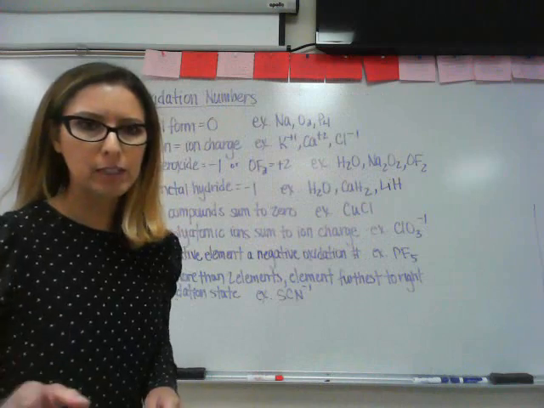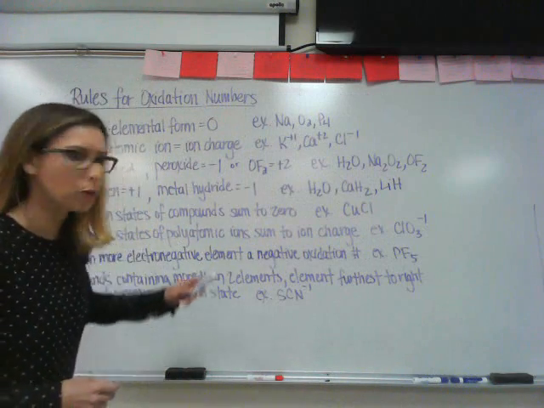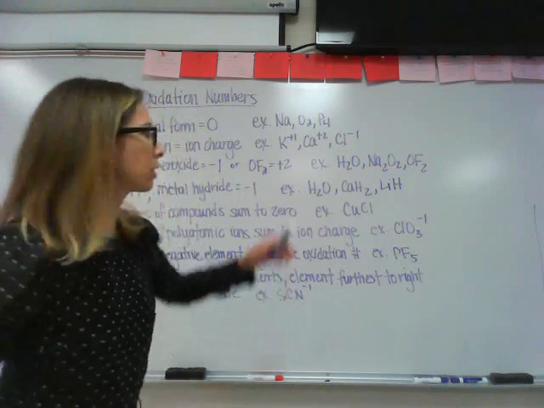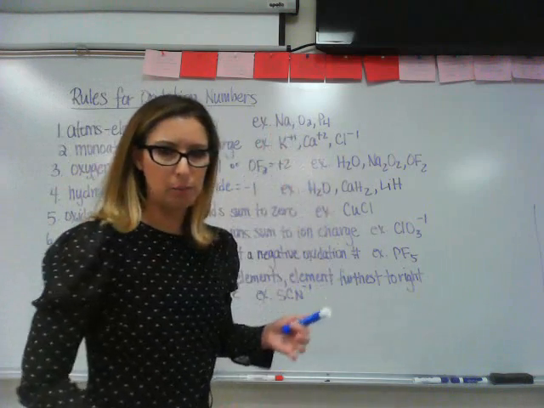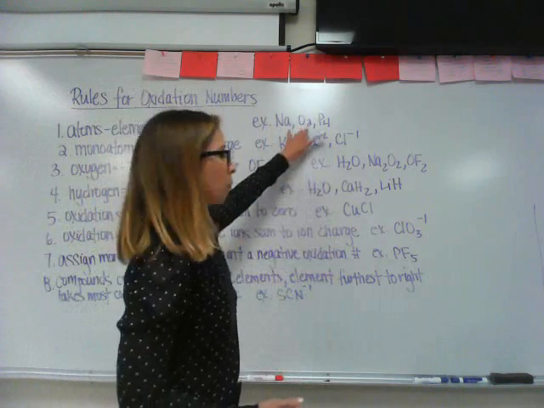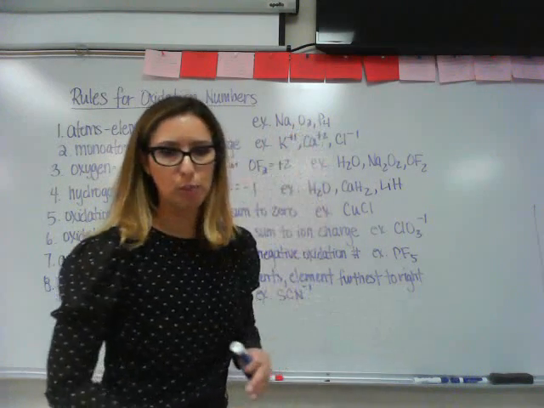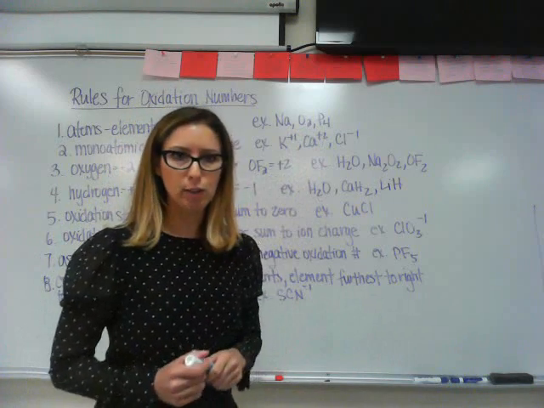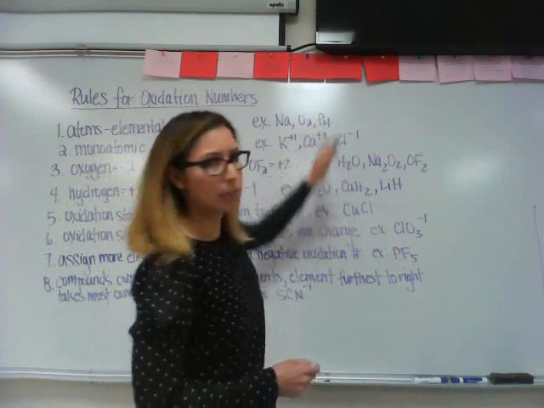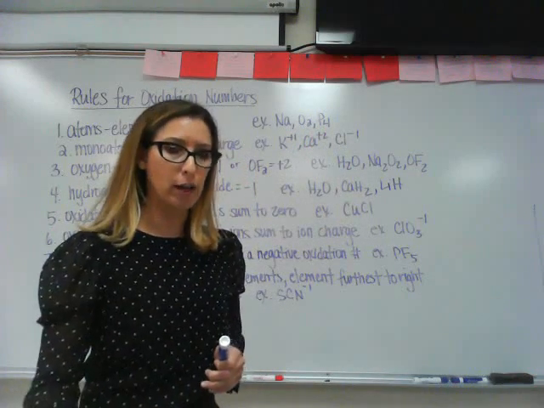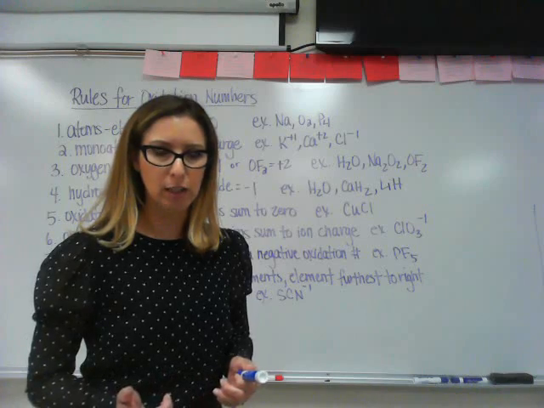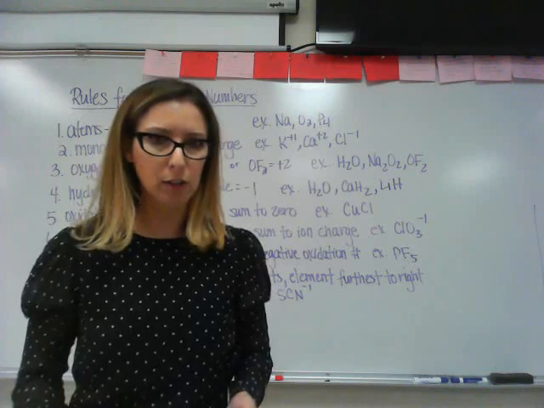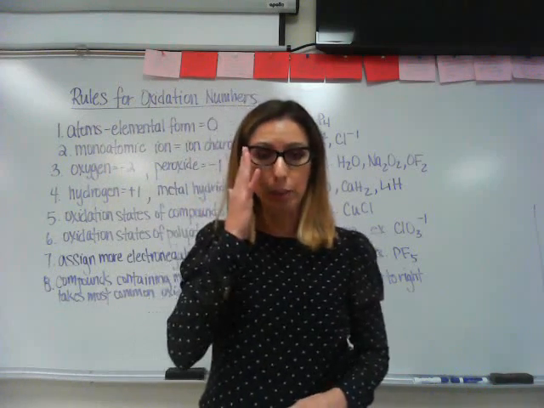Rule number 1, anytime you have an atom in its elemental form, it's going to have an oxidation number of 0. And I've given you a few examples. Pure sodium, that would have an oxidation number of 0. Pure oxygen, which you'll notice has a subscript 2 on it, which is totally acceptable because it's just oxygen. That also has an oxidation number of 0. P subscript 4, also elemental form of phosphorus, it would have an oxidation number of 0. If you had sulfur with a subscript 8 on it, that would also have an oxidation number of 0 because it's in its elemental form.